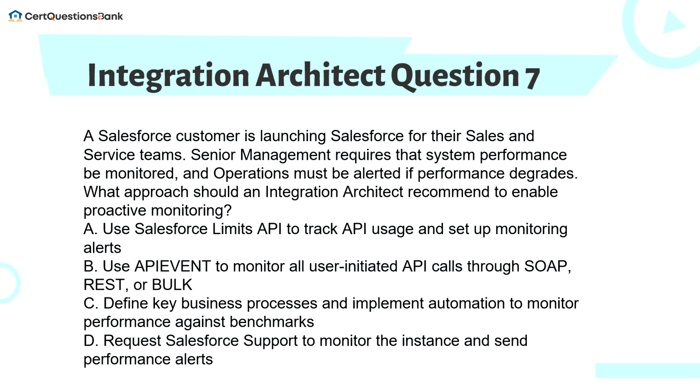A. Use Salesforce Limits API to track API usage and set up monitoring alerts. B. Use API EVENT to monitor all user-initiated API calls through SOAP, REST, or bulk. C. Define key business processes and implement automation to monitor performance against benchmarks. D. Request Salesforce support to monitor the instance and send performance alerts.